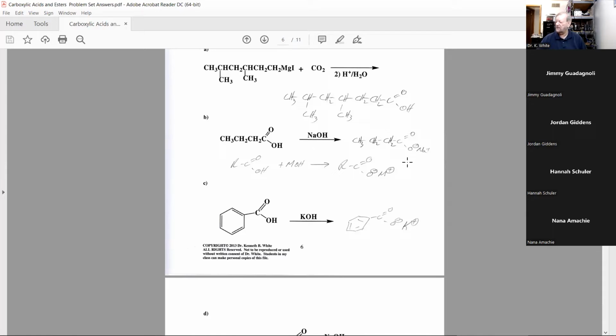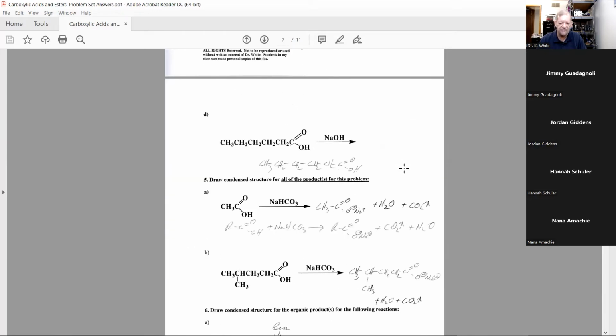Now, as I mentioned before, and I'll mention again, I'm going to always show charges. You don't have to. This is my preference. And D, oh no, I made a mistake. That should be carbonyl O minus Na plus, not the H there. Oh, bad mistake.